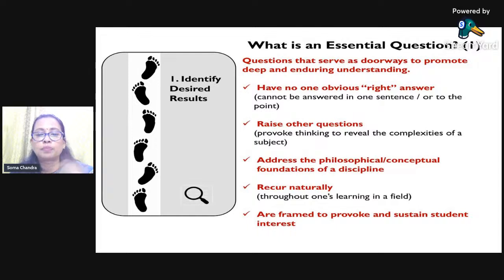Say in history, how do past events shape the present and future? In mathematics, why do we use different methods to solve the same problem? And in science, how does energy impact our daily lives? You're connecting it with real life. You're asking them to think. That's important.